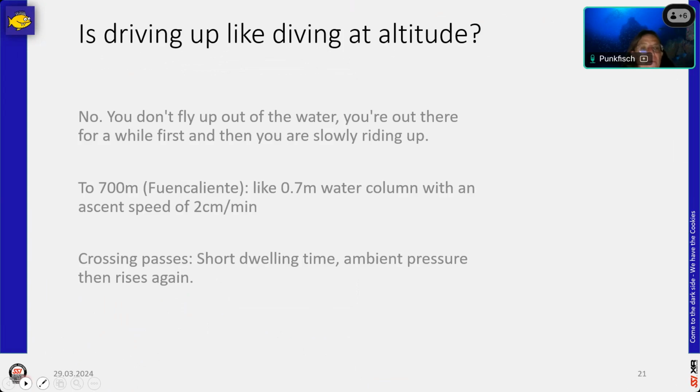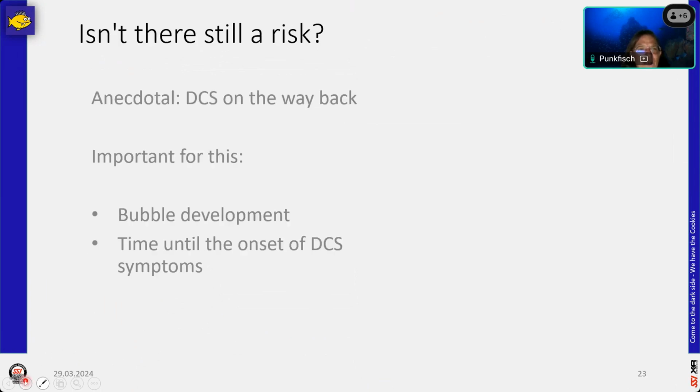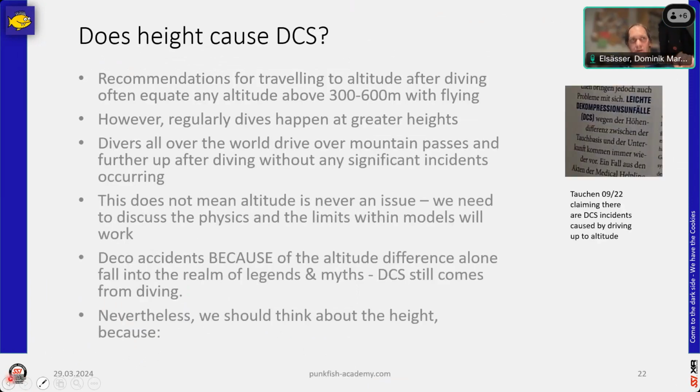And that's the same when you get out of the water and you have to go up and then you come down to the town where you're living again. You drive uphill for a very short time, and then you come back to a lower ambient pressure again. And this will not highly affect you. The 2 centimeters per minute is translated to water column, of course.